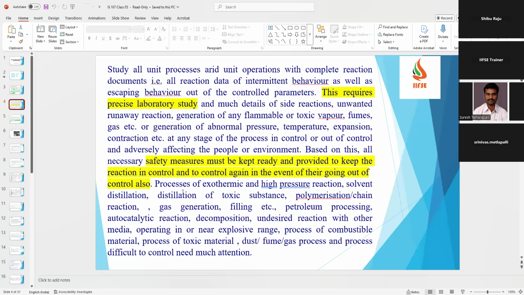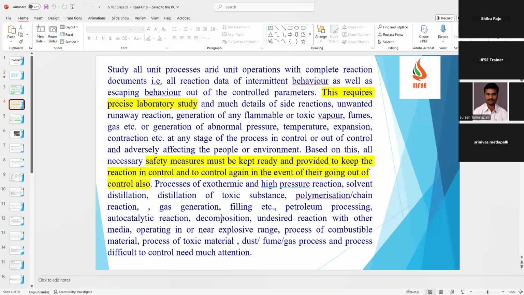the temperatures. Then process of exothermic, so high pressure reactions, solvent distillations of toxic substances, polymerization or chain of reactions, gas generation, filling, etc. These are some of the adverse reactions or uncontrolled reactions. Even petroleum processing, autocatalyst reactions, decomposition, undesired reaction with other media operating in or near the explosive range, process of combustible materials, process of toxic materials, dust, fumes, gases, or process difficult to control need much attention.